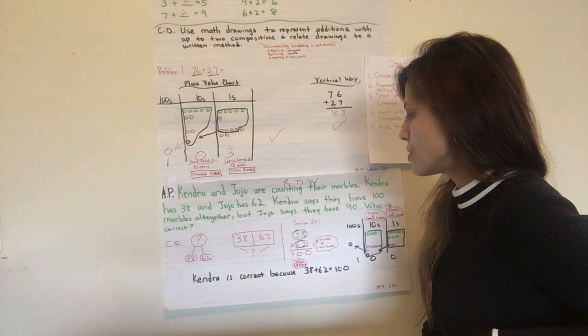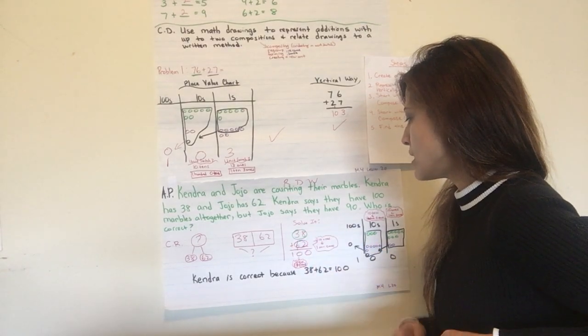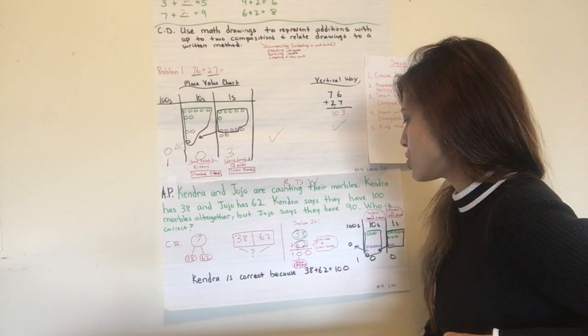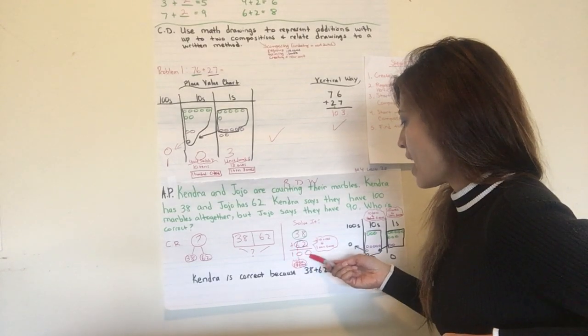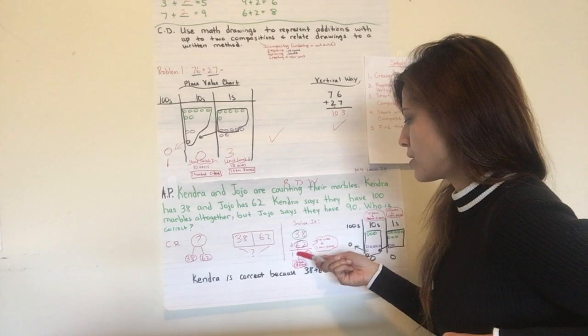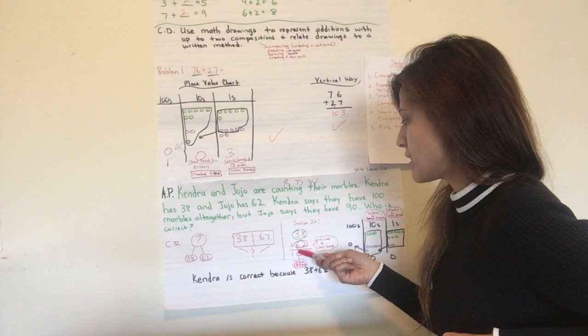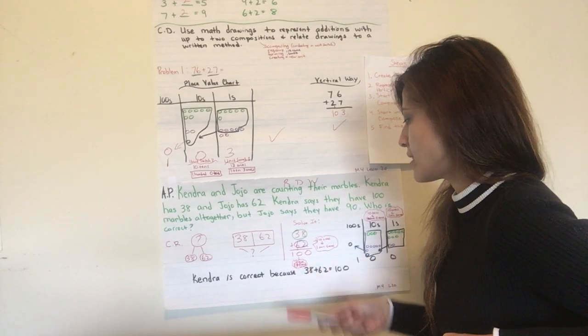Firstly, I'm going to solve it using the vertical way. 38 plus 62. 8 ones plus 2 ones is 10 ones, which is going to be composed into 1 ten. There's the 1 ten and 0 ones. Did you see that? Okay, excellent. Now I'm going to go to the tens column. 3 tens plus 6 tens plus 1 ten is 10 tens. 10 tens turns into 100 and 0 tens.